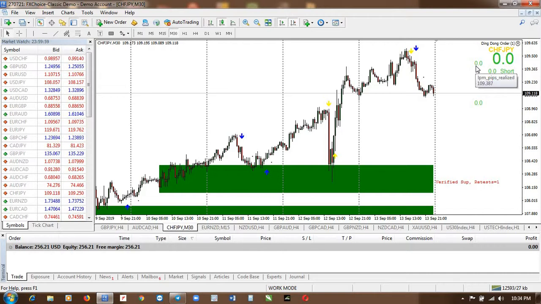So it's quite easy. When you understand the support area and the resistance area, and you just wait for your 2 arrow to come out before you take your trade, it's very simple. So I think that's all I have for now for you.